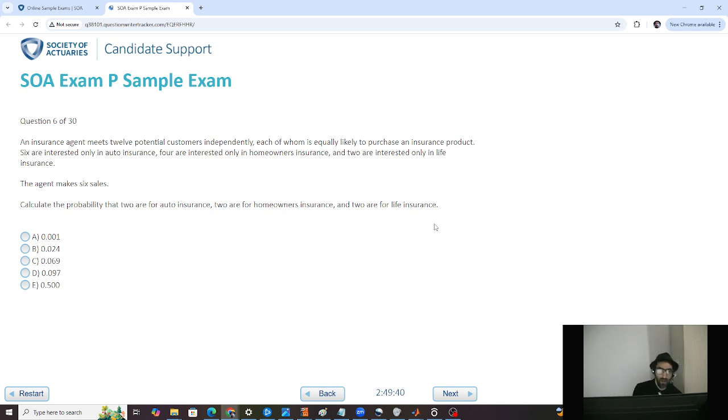Right? Anyway, an insurance agent meets with 12 potential customers independently, each of whom is equally likely to purchase an insurance product. 6 are interested only in auto, 4 are interested only in homeowners, 2 are interested only in life. Okay. The agent makes 6 sales. Calculate the probability that 2 are for auto, 2 are for homeowners, and 2 are for life. Okay, so this appears to be a trinomial distribution, I think. So essentially, you're selecting 6 sales here, right?